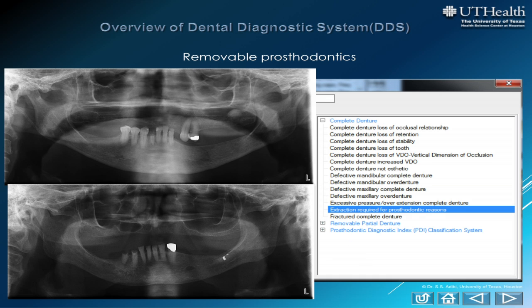Removable prosthodontics is divided into complete denture and removable partial denture. The case presented here is a common example of a dentition where the prognosis of maintaining the remaining teeth is poor and, at best, unfavorable due to several medical and dental conditions and patient preferences. Therefore, when patients select to receive extractions due to prosthodontic requirements, it would be appropriate to select the extraction required for prosthodontic reasons.